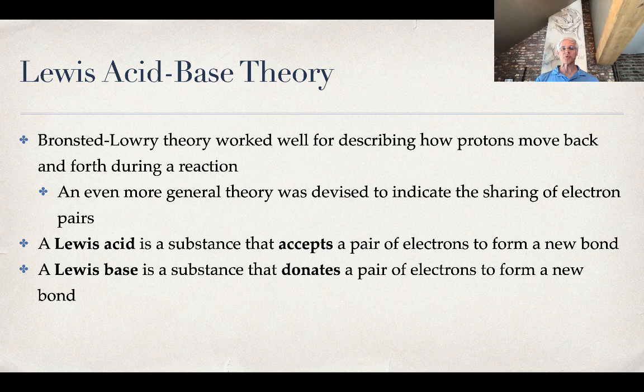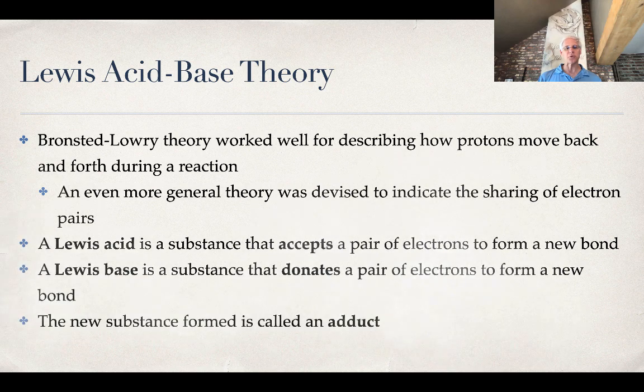Now you've got to make sure that you don't mix up the accepting and donating of Lewis acid-base theory with the accepting and donating of Bronsted-Lowry theory. Bronsted-Lowry theory had a base accepting an H plus, accepting a proton, and an acid was donating a proton. Whereas here an acid is accepting a pair of electrons and the Lewis base is donating a pair of electrons. So you just want to make sure that you don't mix those up. And so the new substance that forms when you have a Lewis acid-base reaction take place is something called an adduct.